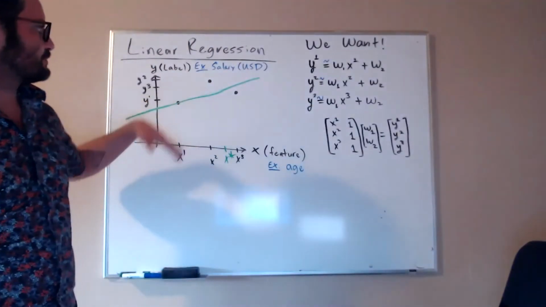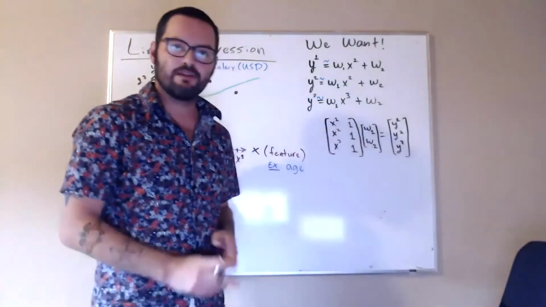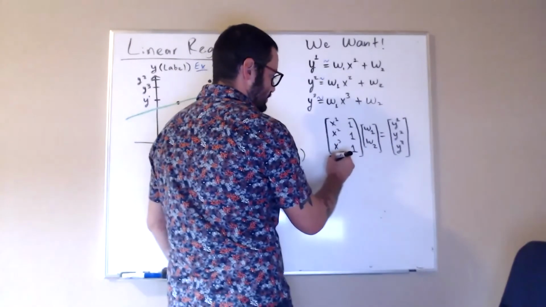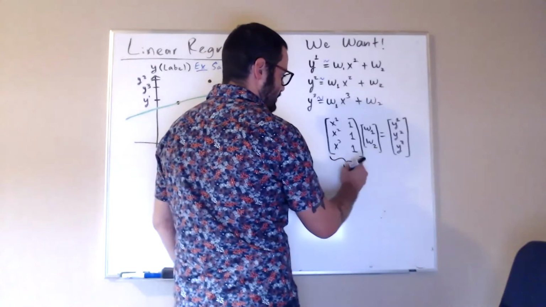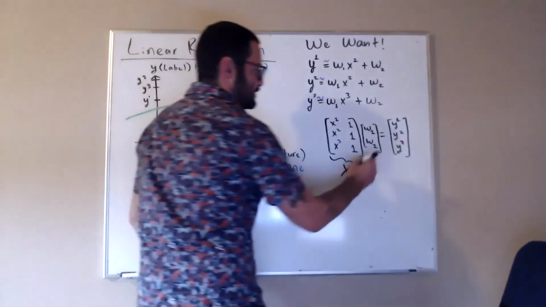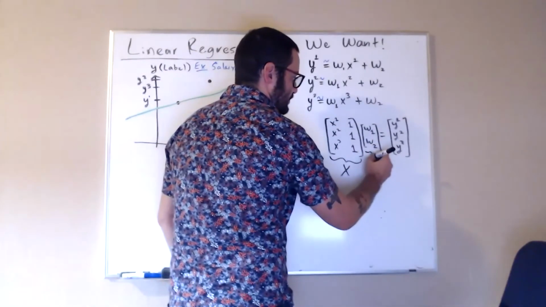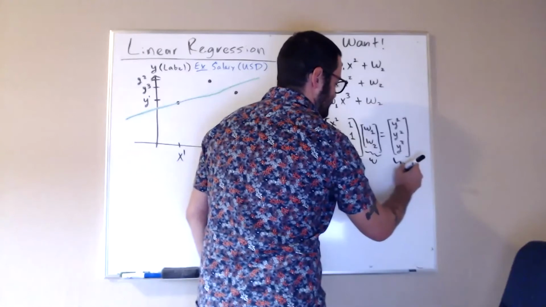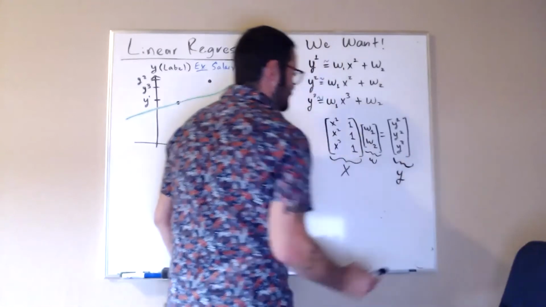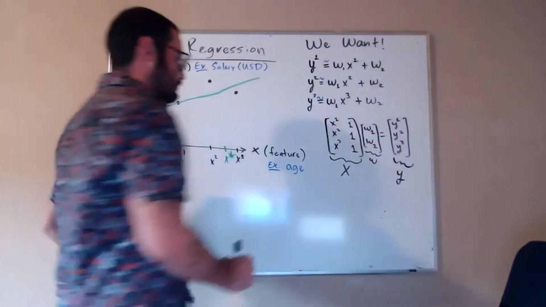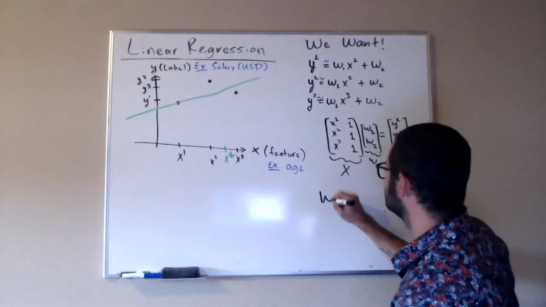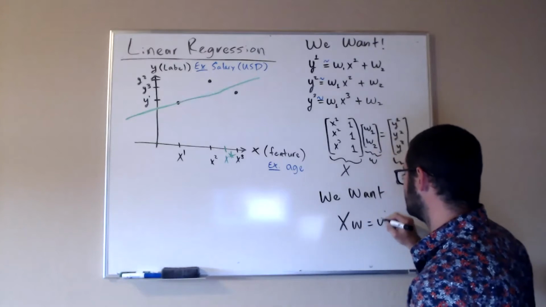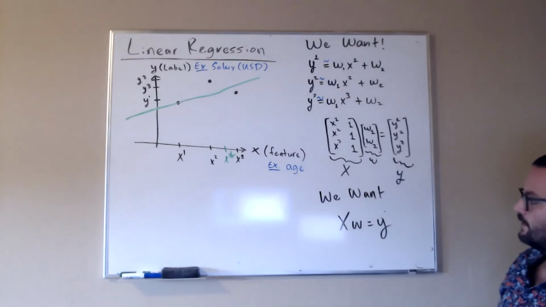So to solve this problem, to get this line that best fits the data, we wish to solve this system of equations. We can denote this matrix by capital X, this vector by lowercase w, and this vector by y. So really, what we want to solve is X times w equals y. That's what we want.